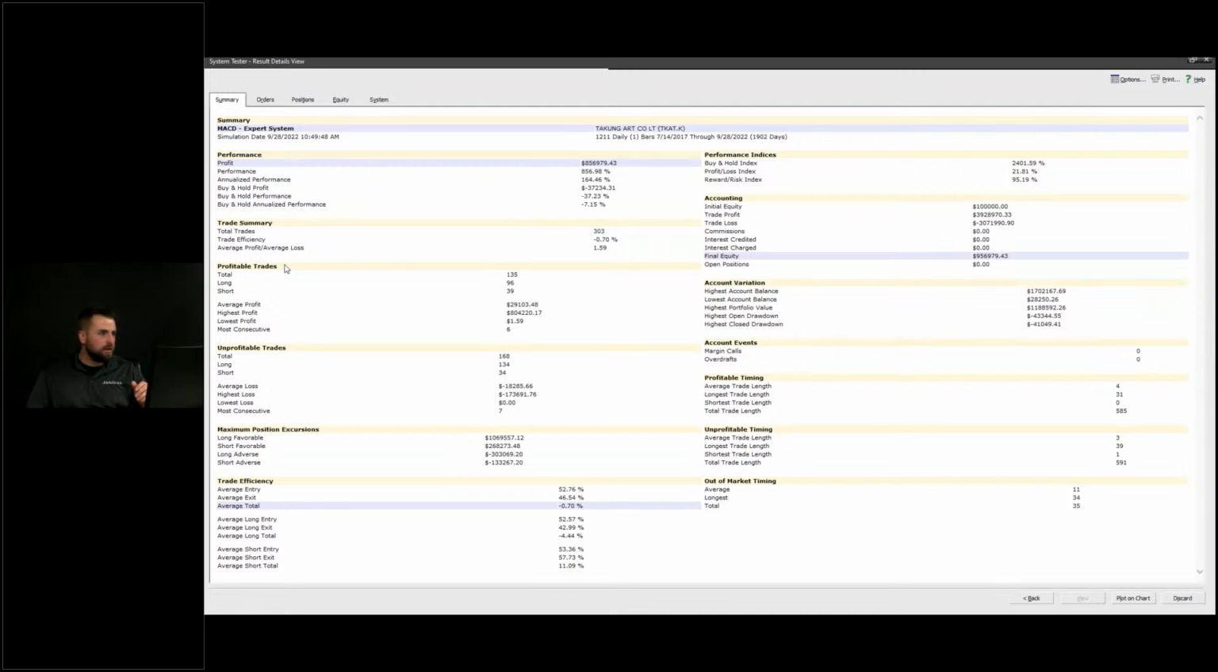So let's look here. Profitable trades. There were 135 profitable trades. 96 of them were long, 39 of them were short. The average profit was $29,000 on our $100,000 account size, trading up to 50% at a time. The highest profit was over $804,000, so pretty considerable here. There were, though, the unprofitable trades. This is one of those systems. So the total, there were 168 unprofitable trades. So 135 profitable and 168 unprofitable.